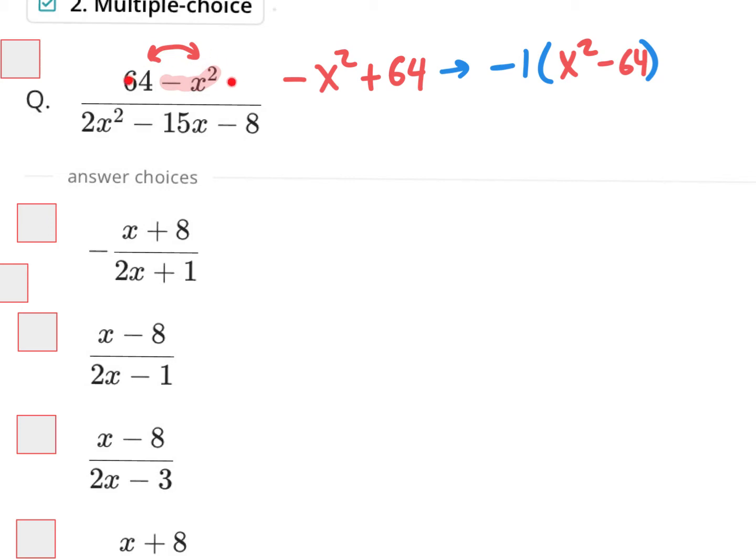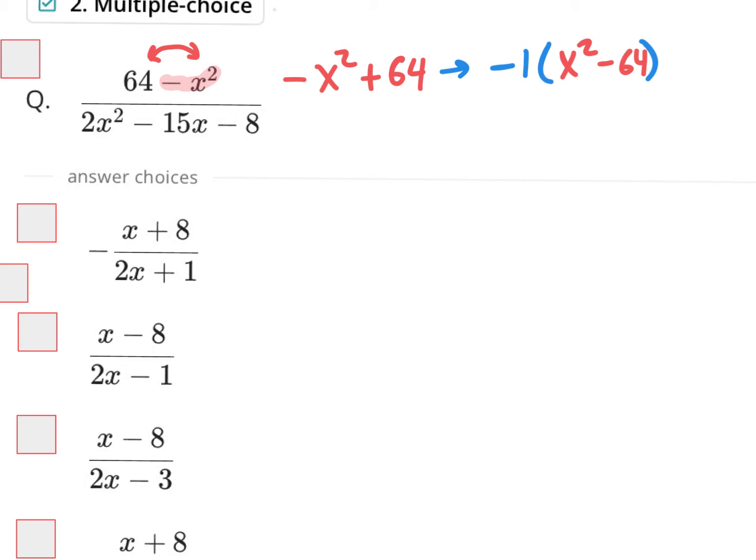Okay, so I switched them, I have a negative x squared plus 64. I factored out a negative 1 to make that look like a positive x squared. And now on the inside of this parenthesis, I do have a difference of two squares, of two perfect square terms. Or you could even think what times what is negative 64, that if you combine together gives you the middle value, which is nothing.